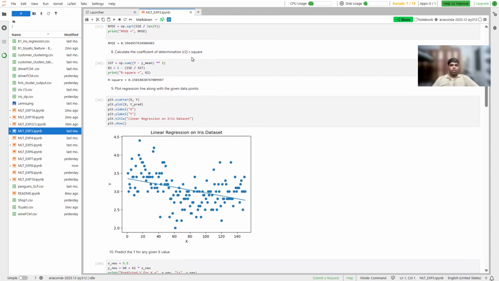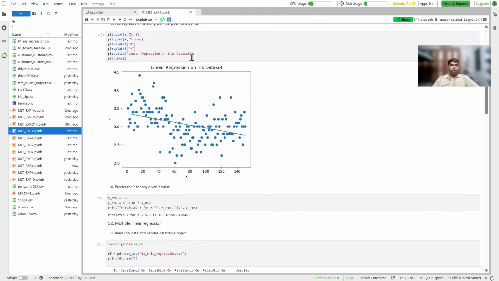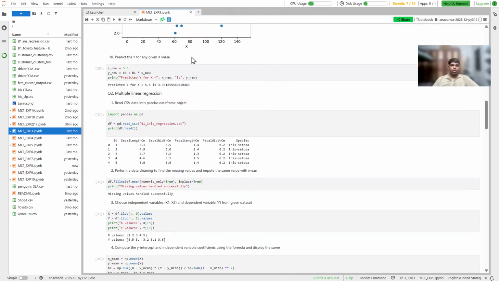Now, to plot the graph, I plot scatter points using linear regression on the iris data. Next, we have to predict y for a given x value. So I predict y for x is equal to 5.